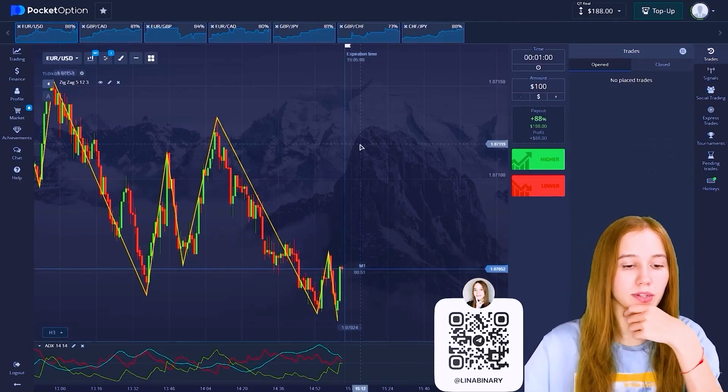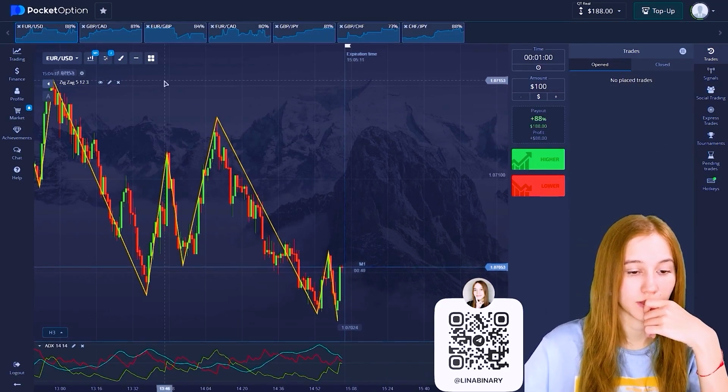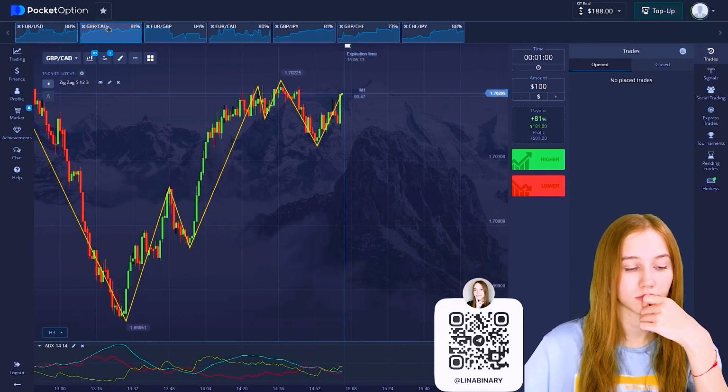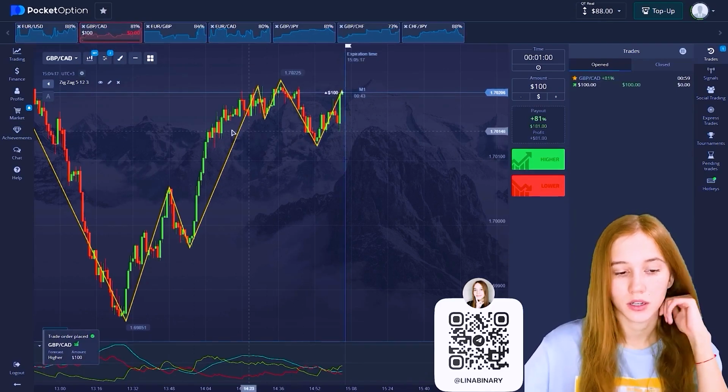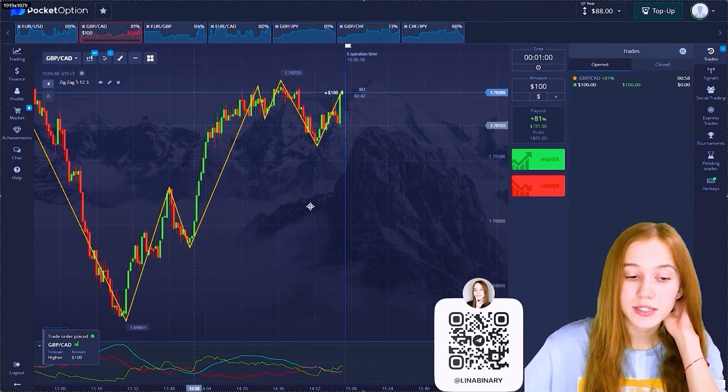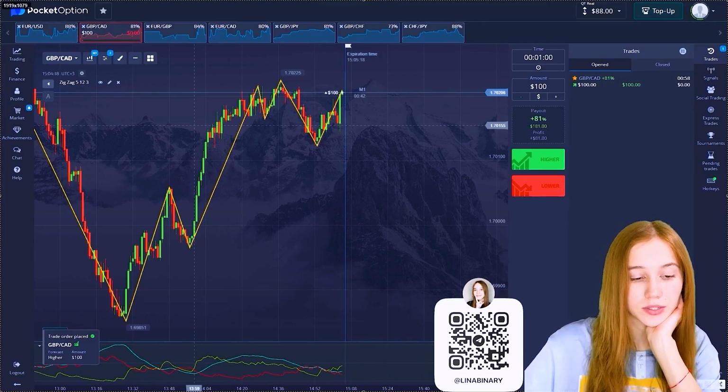So, what's next? Let's go further. So next currency pair, here we are. Open for an increase. Let's see. Let's find out why we opened for an increase.